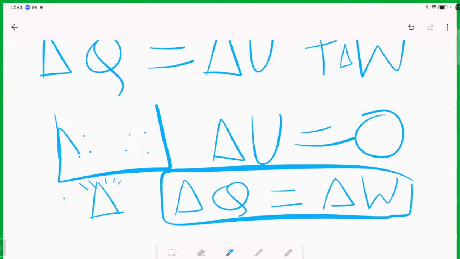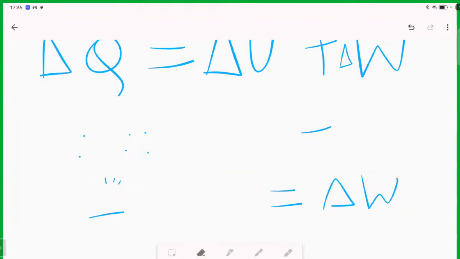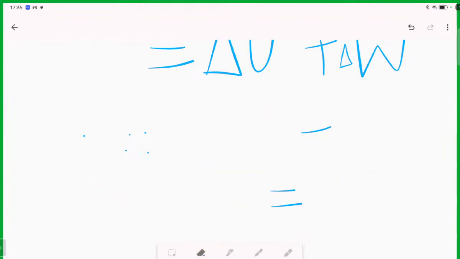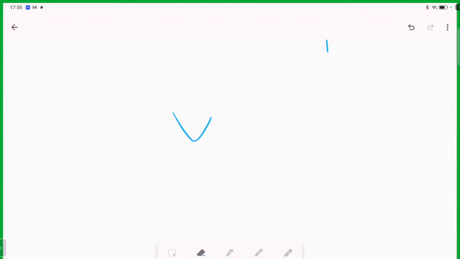So there is no change in temperature, resulting in no change in kinetic energy or potential energy. So the no change is resulting in delta U equal to 0. Eventually delta Q will be equal to work done. So that is the reason why in isothermal process there is no change in internal energy. So let's proceed to the next question.